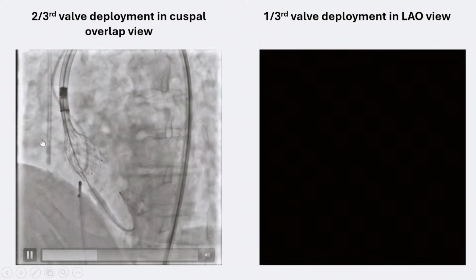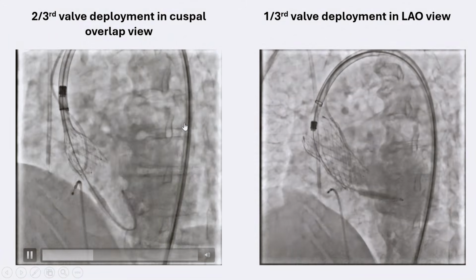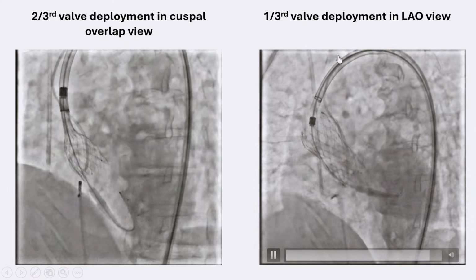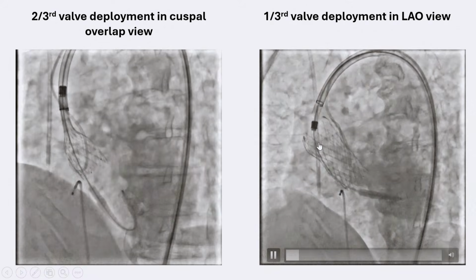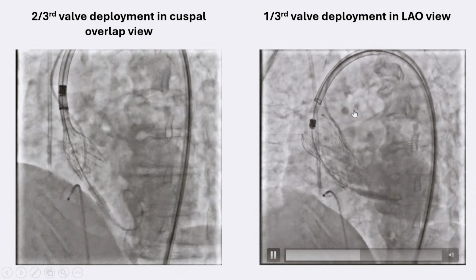Of course, the exact view should be pre-decided. And after that is done, the remaining 1/3 is deployed in the LAO view, so that the LCC is slightly splayed open and we need to reduce the parallax. So that's why we do the remaining 1/3 in an LAO view. That is what is being done here.